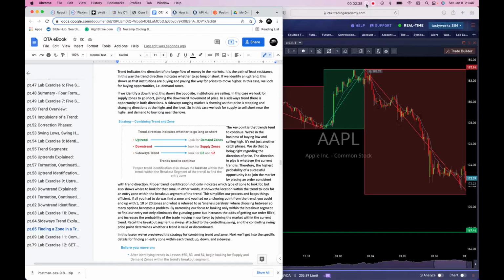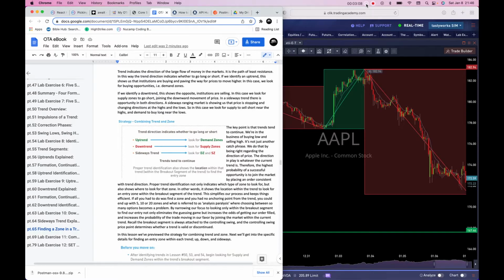In a sideways trend, there is opportunity in both directions. A sideways ranging market is showing us that price is stopping and changing directions at the highs and then changing directions again at the lows, and vice versa. So in this case, we look for supply zones to sell short near the highs, and we look for demand zones to buy long near the lows.